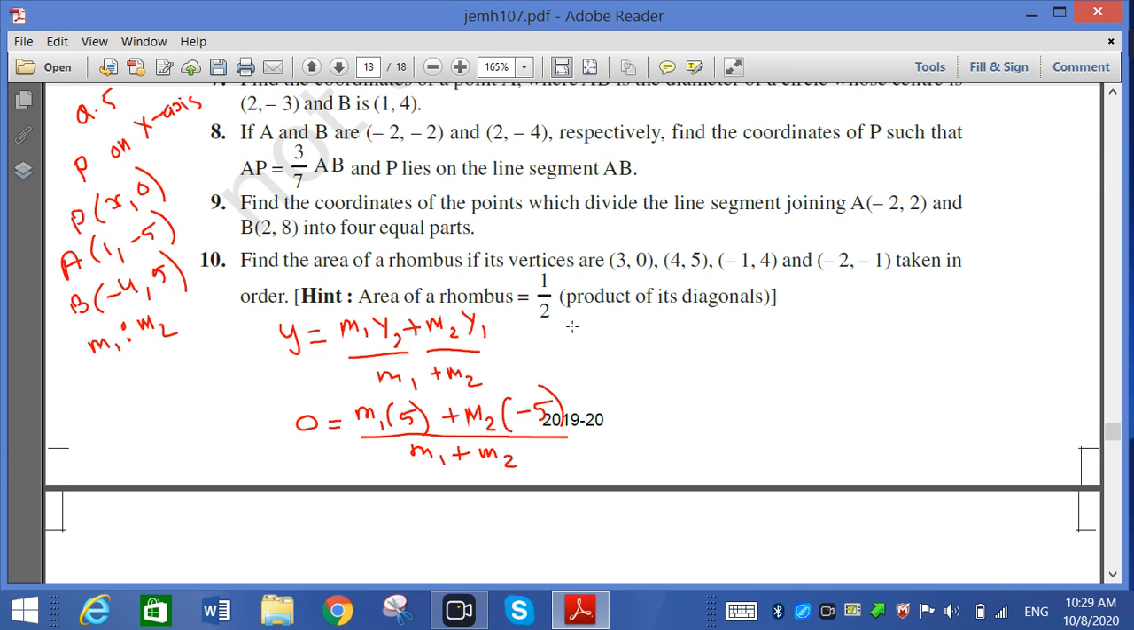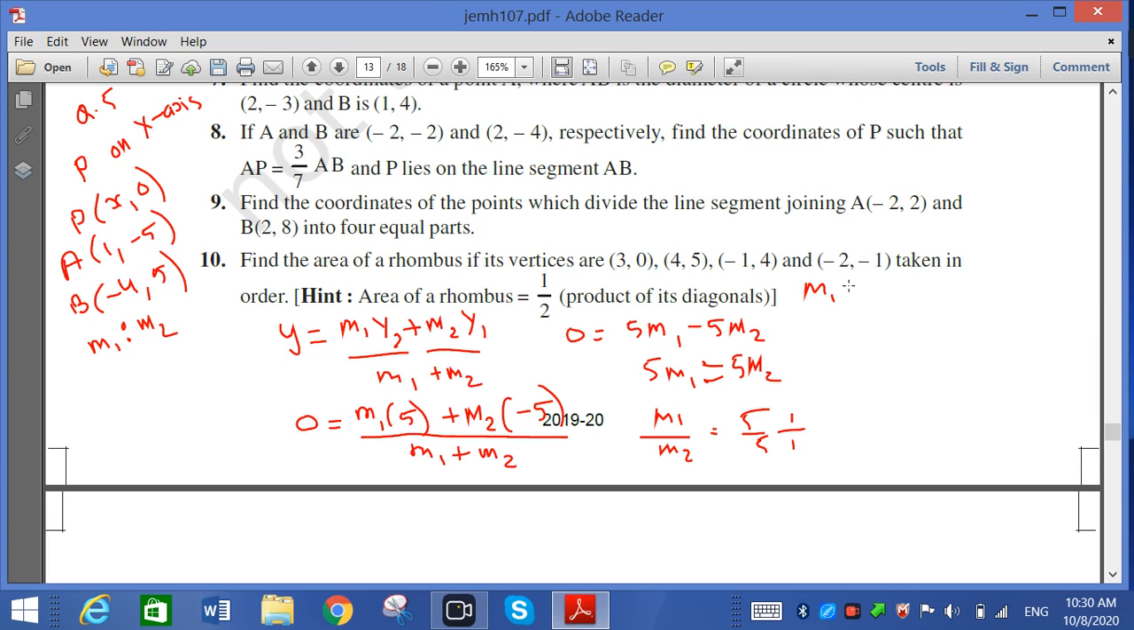So 0 is equal to 5m1 minus 5m2. Therefore 5m1 is equal to 5m2. So m1 upon m2 is equal to 5 upon 5, that is 1 upon 1. So m1 ratio m2 is equal to 1 ratio 1.